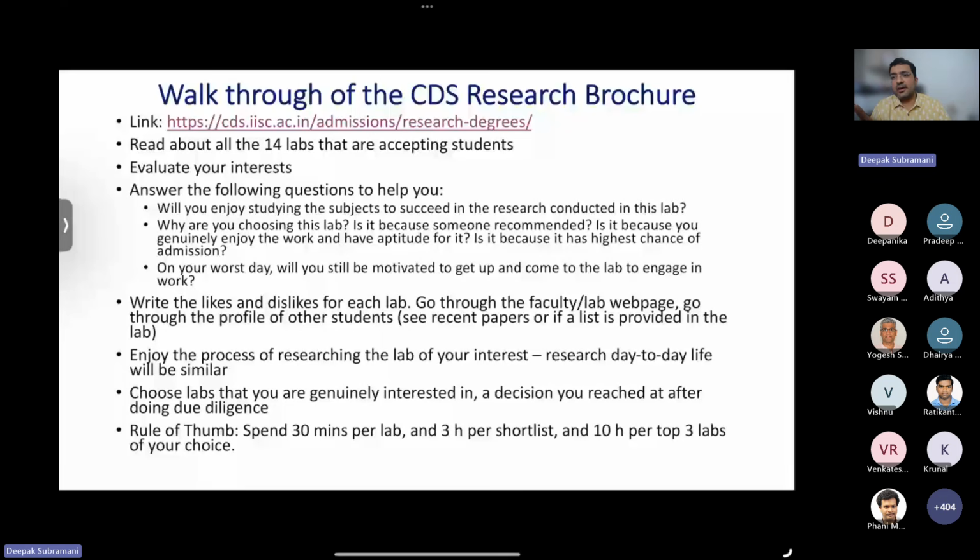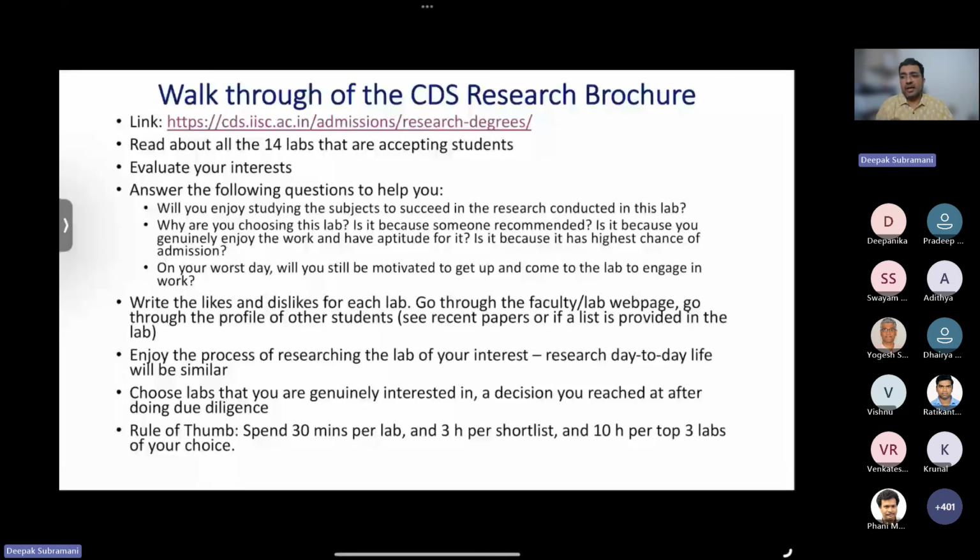While going through each lab, you write your likes and dislikes. Go through the faculty page, go through the profiles of other students, see recent papers, see where those students end up. This is the process of research. So if you enjoy the process of researching the lab of your interest, then your day-to-day research life will be very similar. If you do not enjoy this process, maybe a research career is not the right option for you.